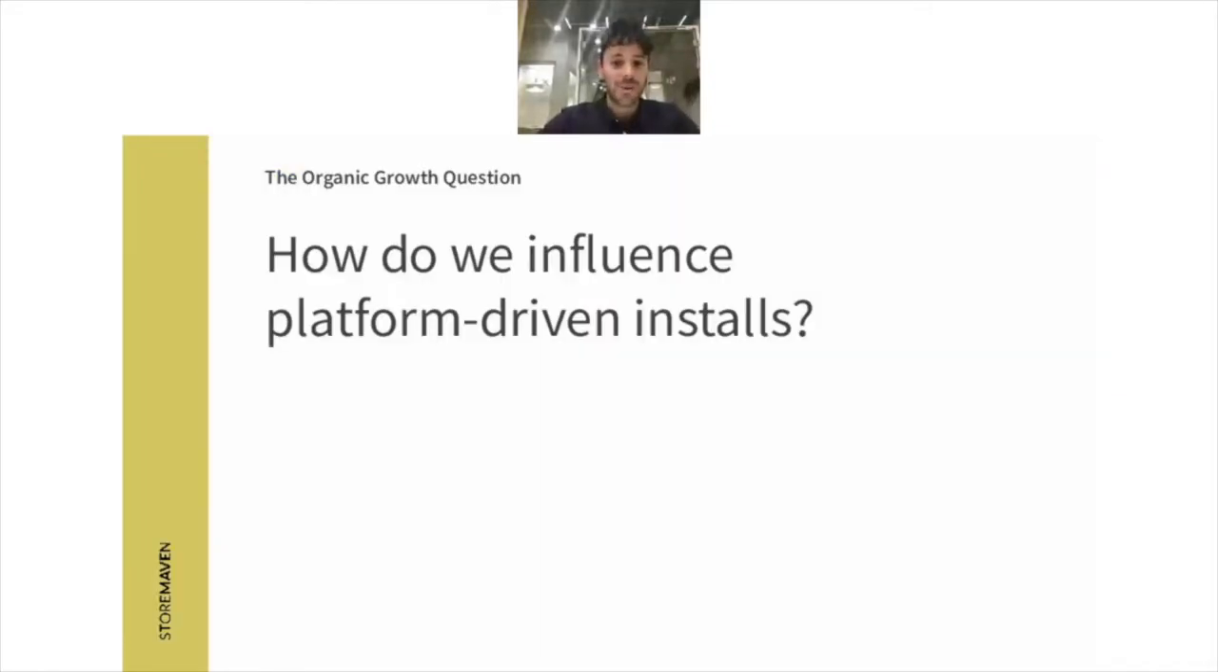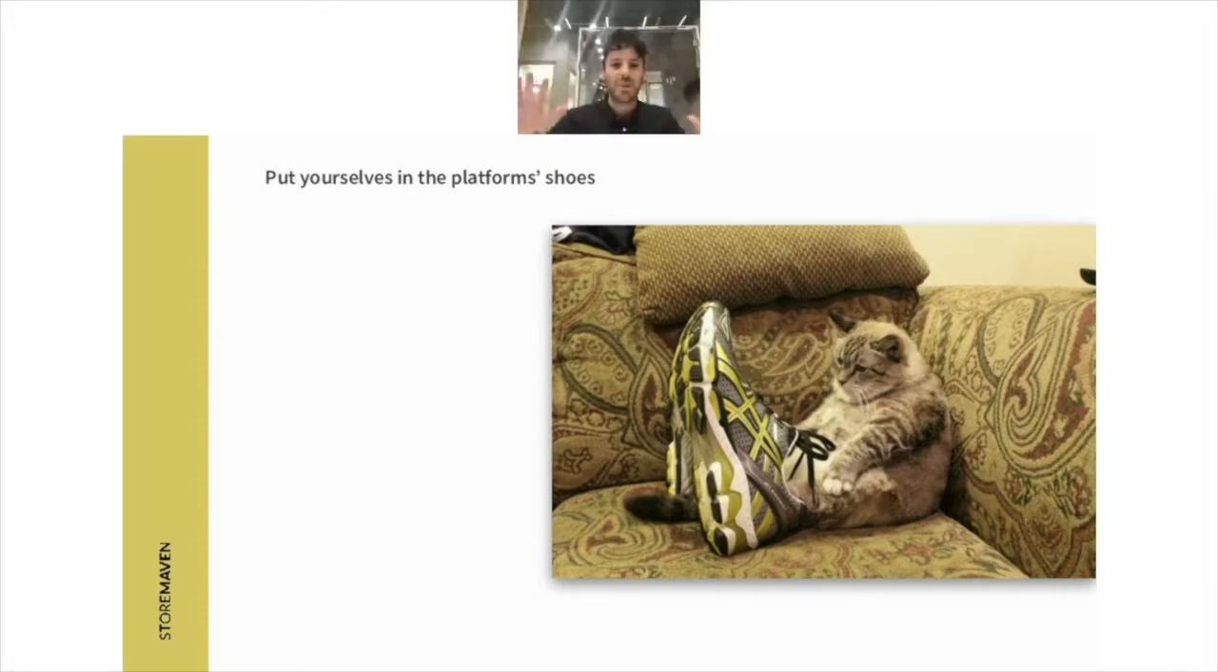So how are we going to influence platform-driven installs? That is the main question we ask ourselves as app developers and marketers. We have to put ourselves in their shoes. So let's put ourselves in Apple's shoes. We have to first acknowledge that no matter how much love they show towards developers, first and foremost is on providing the ultimate best experience for device owners. So for a phone or an iPhone, the platforms have to first ensure the quality of experience.